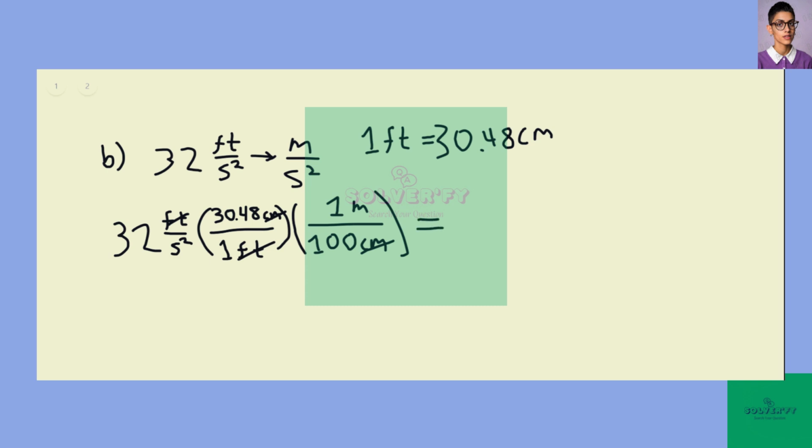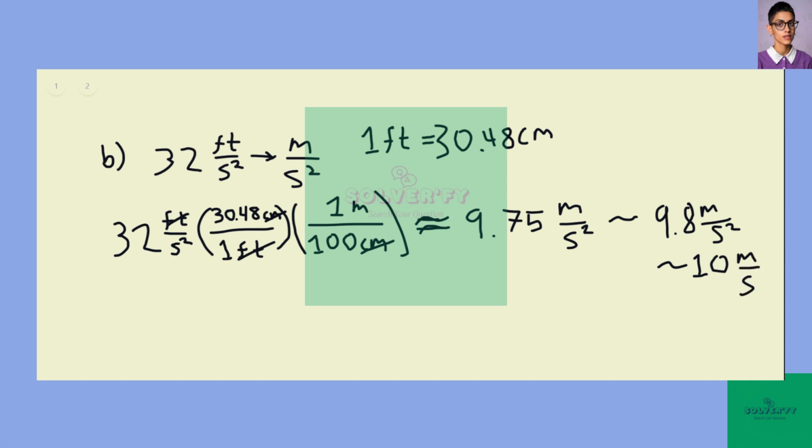If we plug this into our calculator, we should get that this is approximately 9.75 meters per second squared. This is very, very close to the value that they normally make you use for acceleration when using SI units, 9.8 meters per second squared. A lot of times they'll round it off to 10 just to make the calculations easier. But it just depends on whatever they ask of you and how accurate your calculations need to be.